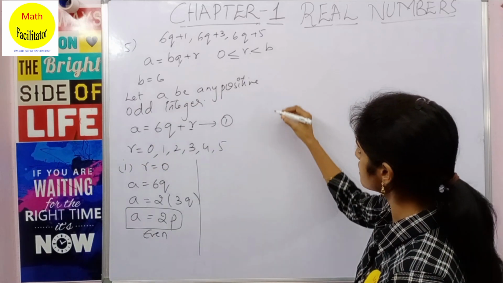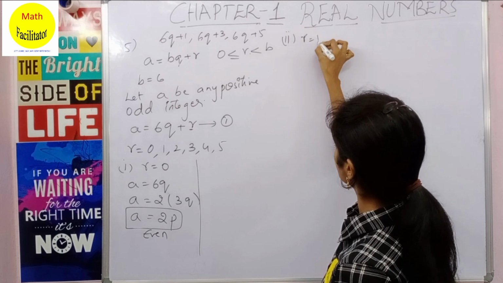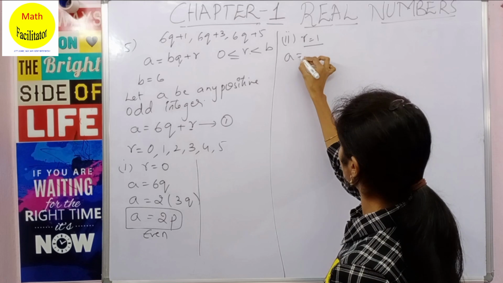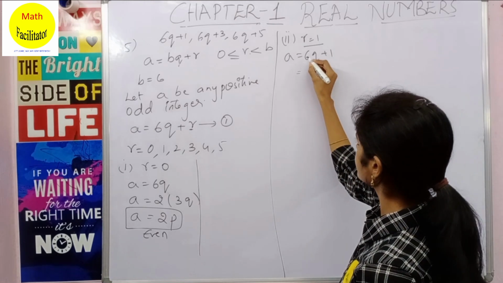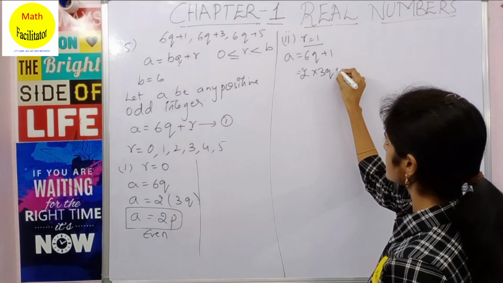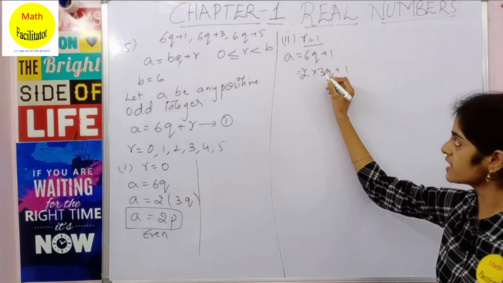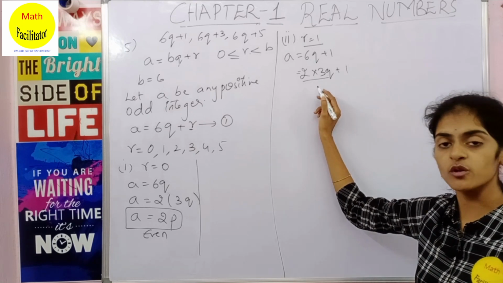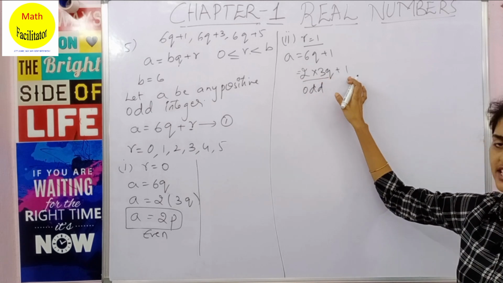Now let us take r equal to 1. What happens to this equation when r is equal to 1? a is equal to 6q plus 1. This 6q I can write as 2 into 3q plus 1. Now this 2 into 3q is an even number, and you are adding 1 to this even number, so what do you get? This is odd. So 2 into 3q plus 1 is odd.